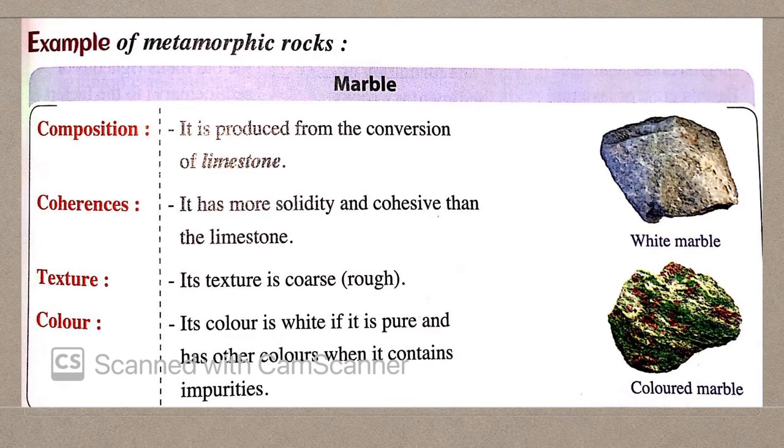There is one example of metamorphic rocks. It is marble. It is produced from the conversion of limestone, and it has more solidity than limestone. Its texture is coarse, and its color is white if it is pure, and it has more colors when it contains impurities.